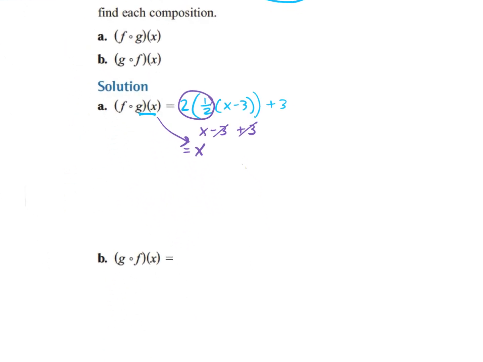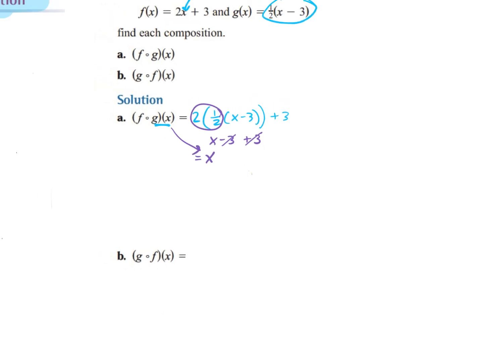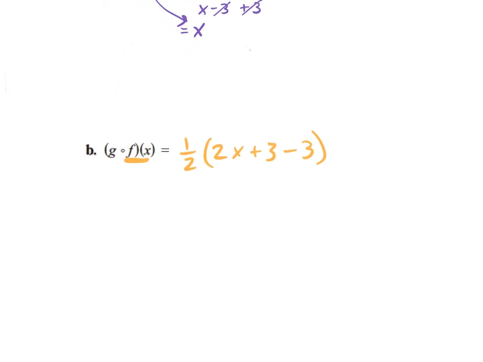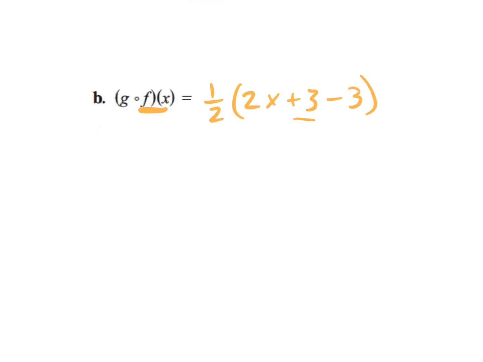Now let's do the same thing for g of f of x. So we're going to start with the inside, which is f. So we're going to take our function f and plug it into the x in g. So this would be 1/2 times (2x plus 3) minus 3. So 3 minus 3 would just be 0. That cancels. So we have 1/2 times 2x. 1/2 times 2 is just 1. So this would just be x. So g of f of x is x.